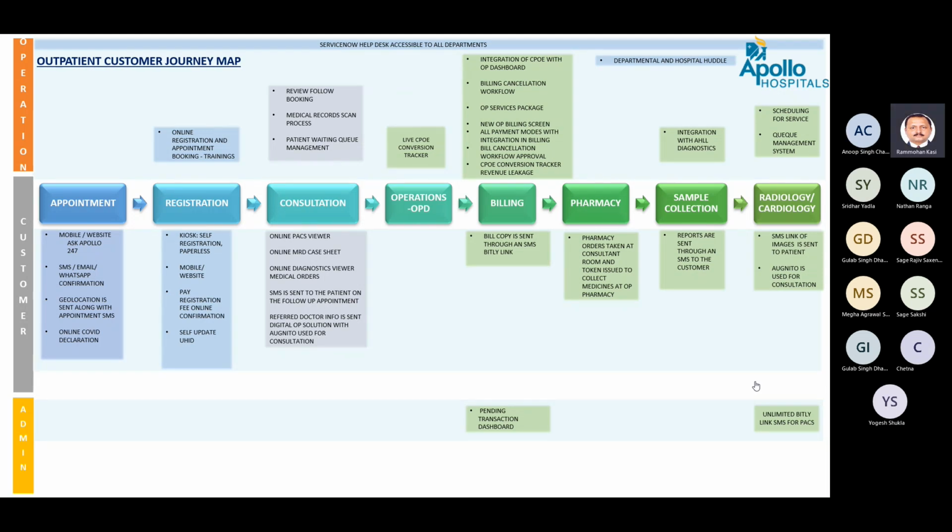And as we discussed, the billing process and pharmacy. When the customer goes to sample collection, there we also have a queue system and display. He can go with the mobile bill copy, and once he shows the bill, there will be a QR code. By scanning that, he can give the samples. In the same way, if he goes to radiology, cardiology or any diagnostic area, by tendering the OP number, he can avail the services in that particular department.